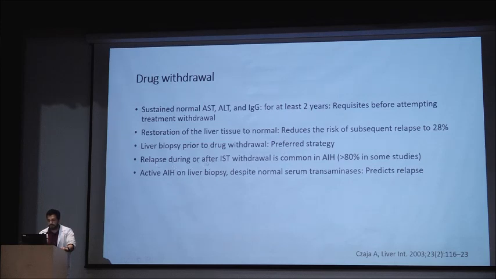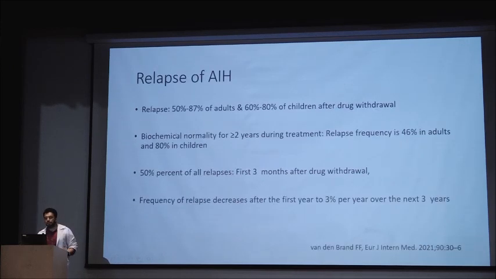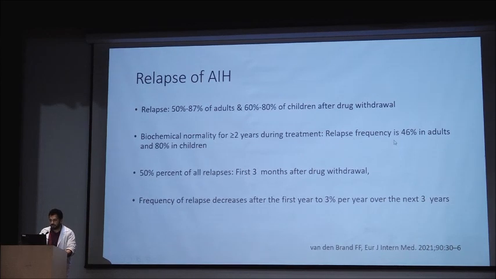Relapse during or after the immunosuppression withdrawal is common in AIH, and can be seen in up to 80% in some studies. Presence of active autoimmune hepatitis on liver biopsy despite normal transaminases predicts the relapse. Relapse can be seen in up to 50 to 90% of adults and up to 60 to 80% of children after the withdrawal of the drug. Biochemical normality for at least 2 years reduces the relapse frequency to 46%.